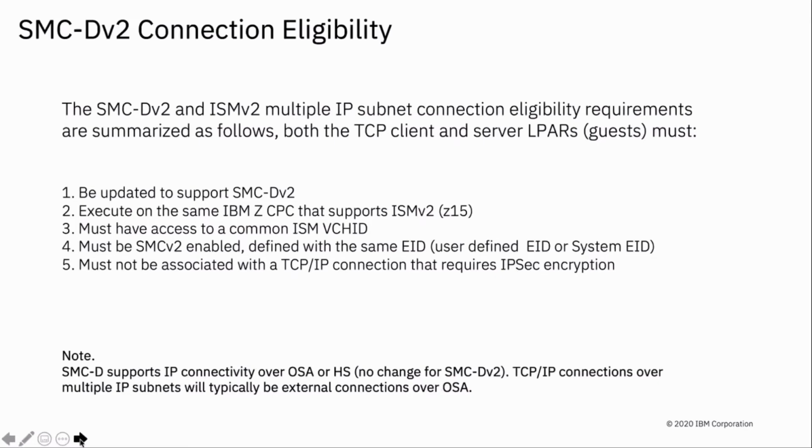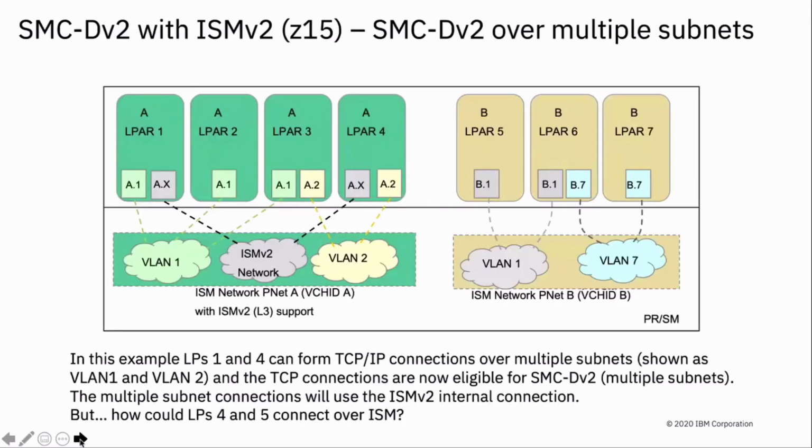Now back to our original picture. In this example, if I've updated LPAR 1 and 4 to support version 2, and I've updated my machine to support ISM version 2, then I've defined both of them to have the same EID, then the two systems will just communicate. Even though their IP communications are over different subnets, we now form a new internal connection that's no longer associated with those subnets or VLANs. It was created as part of the ISM version 2 support.